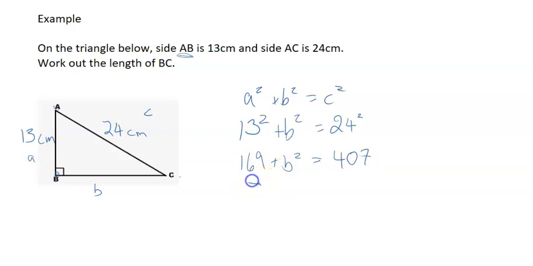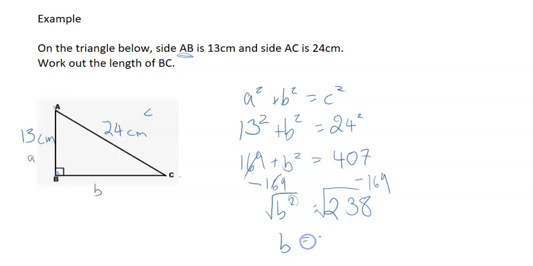So here I'm going to subtract that from both sides, cancels it out. b squared therefore equals 238. And then to get rid of that squared, we want to square root both sides. So therefore b equals 15.43 centimeters to two decimal places. One or two is fine.